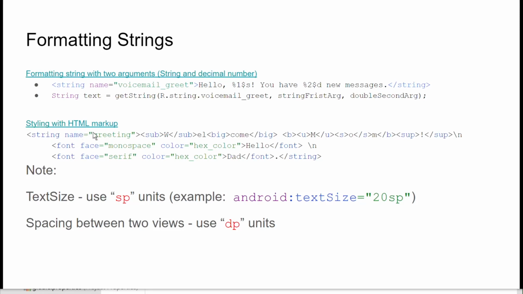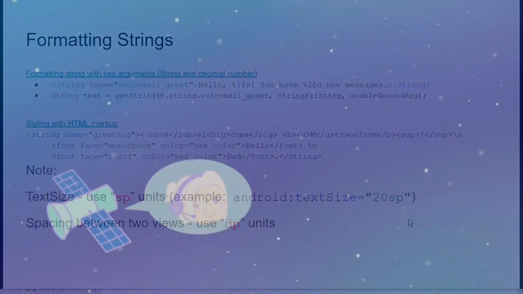You can also use HTML markup, so go here and you can see the valid tags. There's a subscript, we have bigger letters, we have bold, underline, strikethrough, superscript. We even did an example of font changes for you. Please note some things. If you want to customize your text size, use SP units, such as android:textSize 20sp. And then, if you want to control the spacing or the padding between your views, use DP units. So you would use 20dp instead of 20sp. We'll get more into detail about these two later, but for now, use this convention.